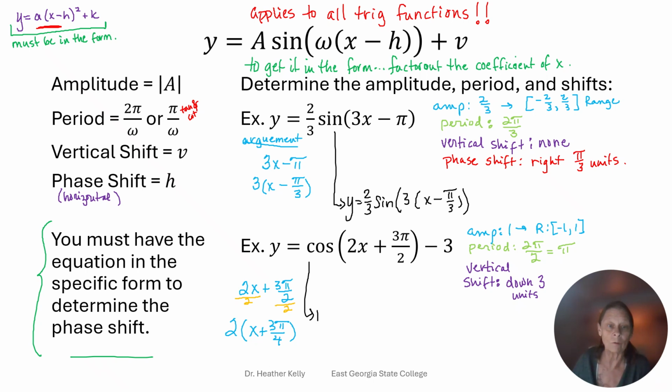So this equation can now be rewritten as y is equal to the cosine of 2 times x plus 3 pi over 4. That helps us see that our phase shift is left because it's positive. So that is indicating a negative 3 pi over 4. Left, 3 pi over 4 units.